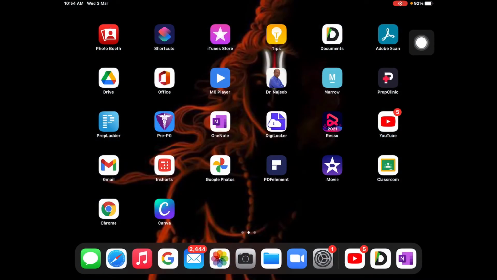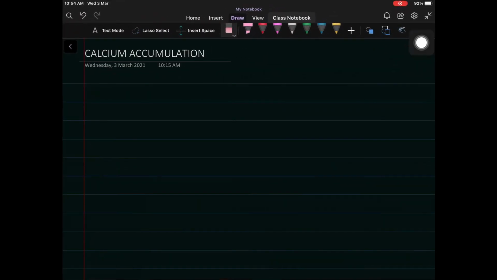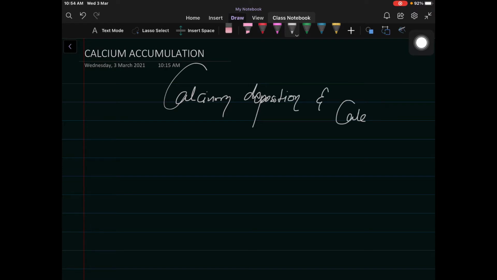So after completing the discussion on protein and lipid accumulation, now let's discuss calcium deposition and calcification. As we have seen, there are many different types of special stains used for staining the many pigments, lipid, protein, or glycogen.